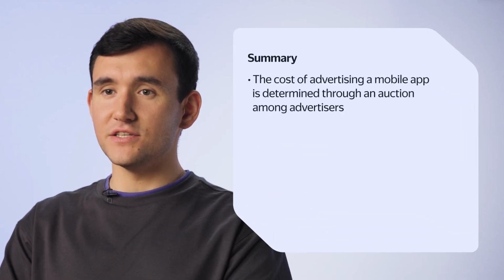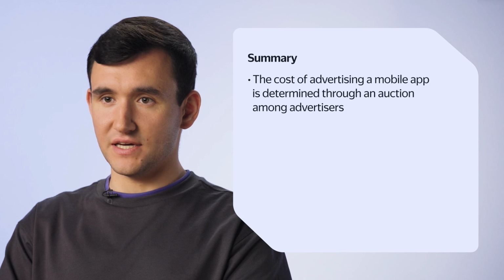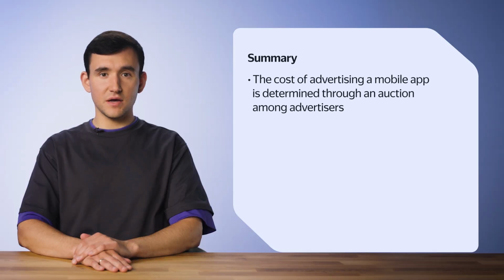The cost of advertising a mobile app is determined through an auction among advertisers. The auction takes the bid amount and also the ad quality and level of competition into account. It's difficult to predict the number of installs and the ad budget because we don't know in advance how many times the ad will be displayed and to which users. However, we can refer to the average cost per install as our benchmark and use the recommended campaign settings to determine the minimum and recommended budgets for an ad campaign.